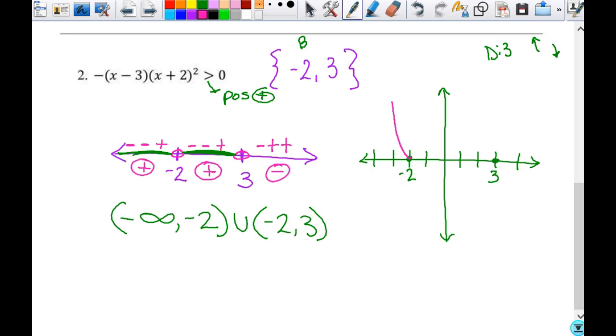Oh, I should have found my Y-intercept. Let's see, what is my Y-intercept? It is negative times negative 3 times what? This one times 4, because it would be 2 squared, right? So this is going to be positive 12. So I'm up here at 12.